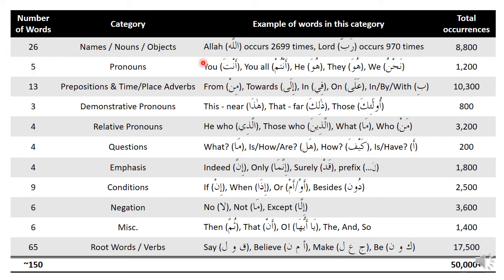You can see the next category is pronouns. There are 5 of the top pronouns: you, all, he, they, we. They're not all the pronouns. These are the ones we're going to be covering. These 5 alone account for this many occurrences in total. And so there's 150 words in total, and when you combine all their occurrences, you get more than 50,000 of the approximately 80,000 words in the Quran. So more than 50% of the words are these words. And in the next 4 slides, we'll be having a look at what those words are in a bit more detail.